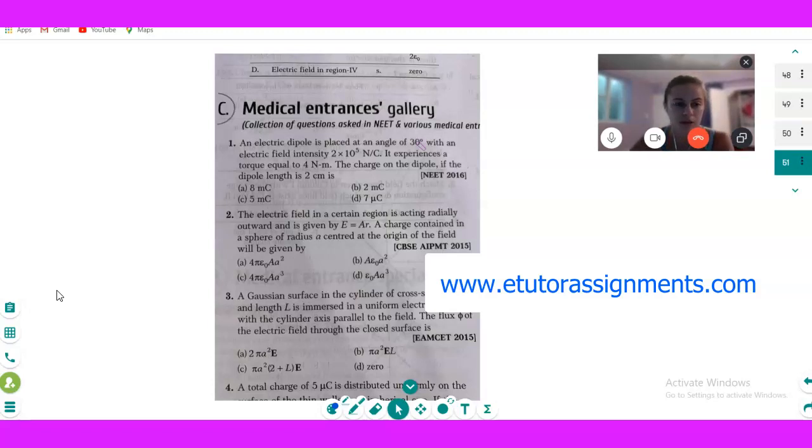So an electric dipole is placed at an angle of 30 degrees with an electric field of intensity 2 × 10^5 newton per coulomb. It experiences a torque equal to 4 newton meter. Find the charge of the dipole if the dipole length is 2 centimeters. Dipole length means the distance between the two charges.